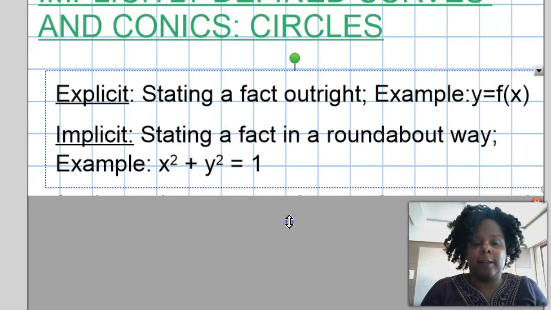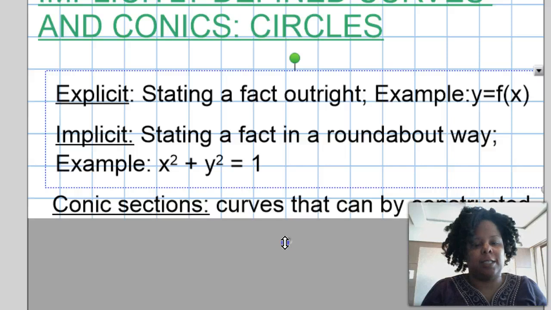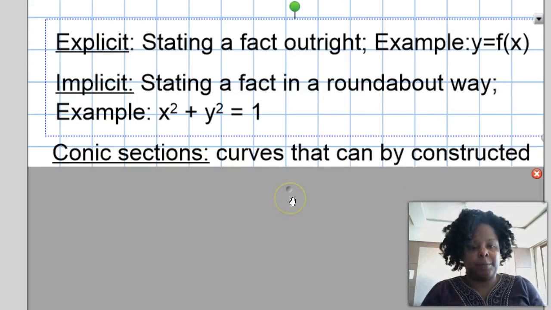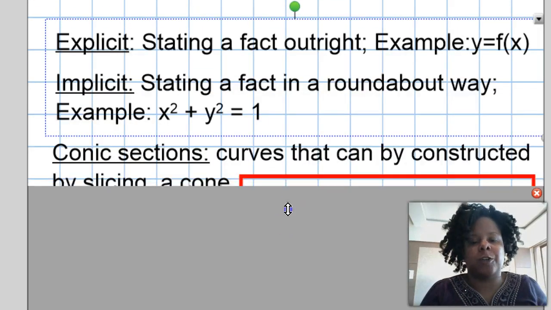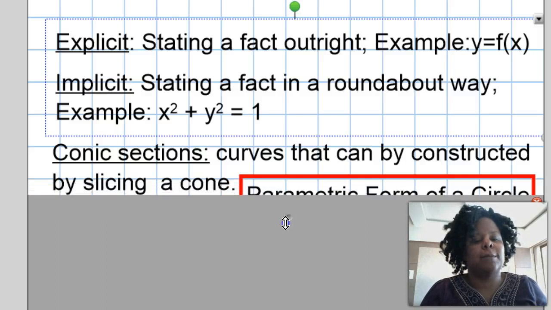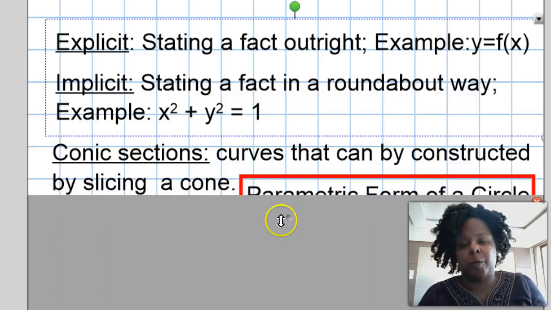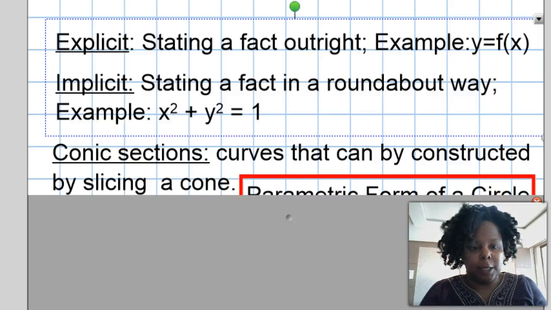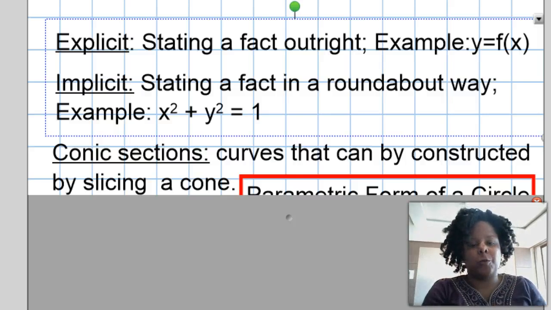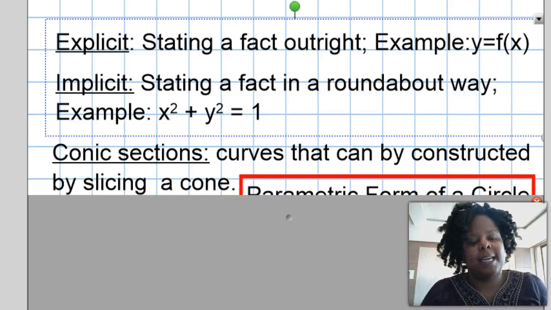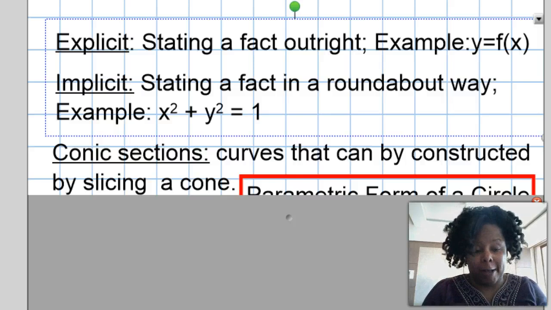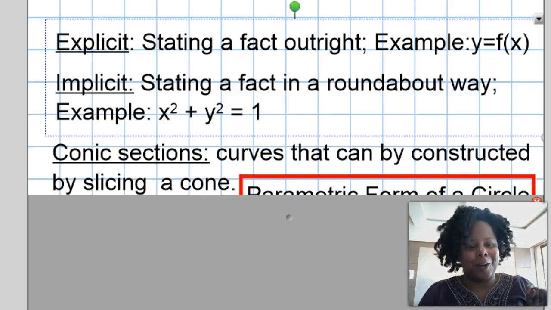But before we do that, let's take a look at what a conic section is. By definition, this may be brand new to some of you. Conic sections are curves that can be constructed by slicing a cone, if you remember what a cone looks like. If I slice a cone in such a way, the resulting curve of that slice is called a conic section. And there are 4 different types of curves based on how I slice it. Today we're only going to talk about one curve.